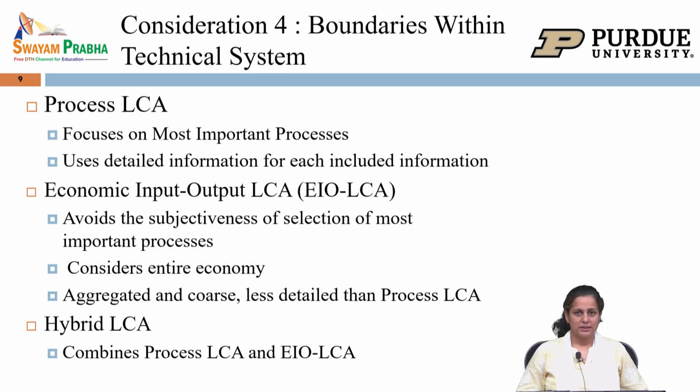To overcome the disadvantages of each of these, we combine them into what we call hybrid LCA, which is combined process LCA and EIO LCA. We will see one example of a tiered hybrid LCA, which basically states that for the most important processes, we consider process LCA, and for the rest of the processes, we consider an economic input-output LCA. I will demonstrate a simple example of hybrid LCA to show how EIO LCA and process LCA are combined.